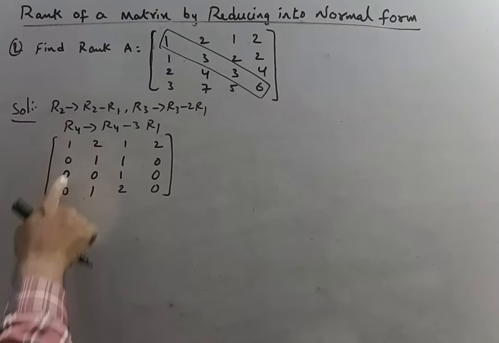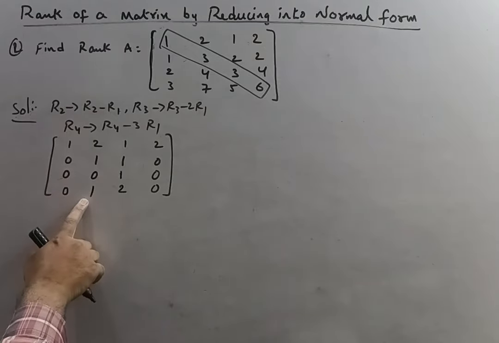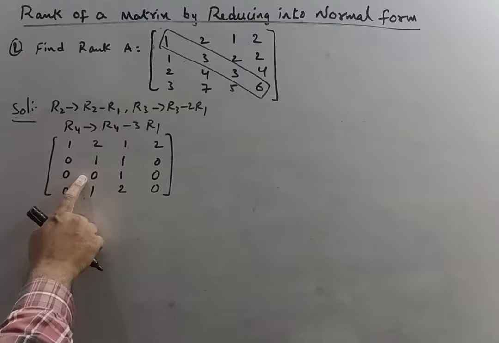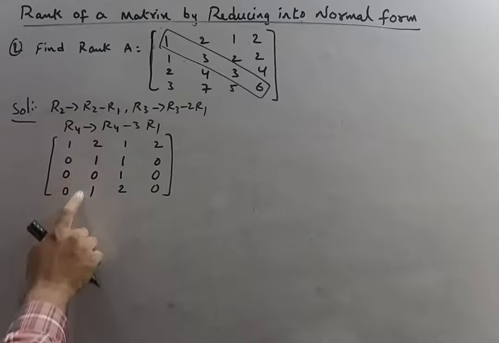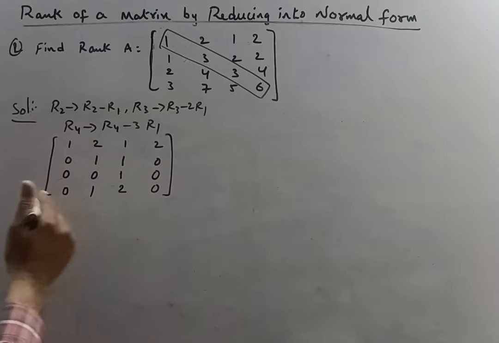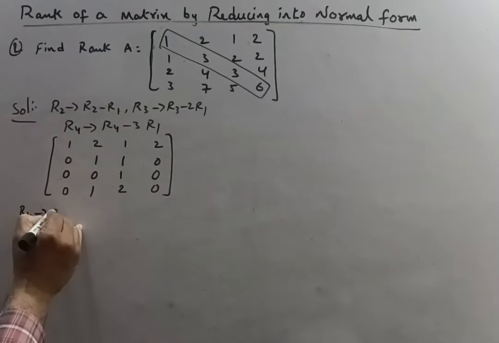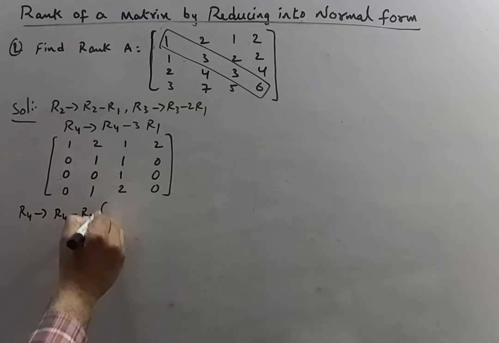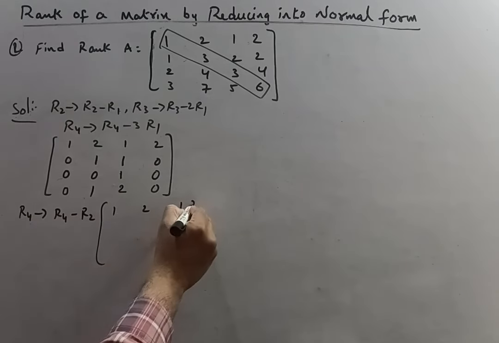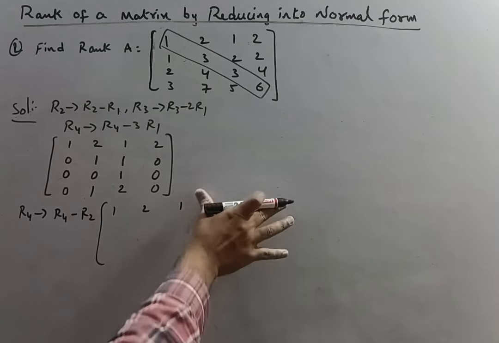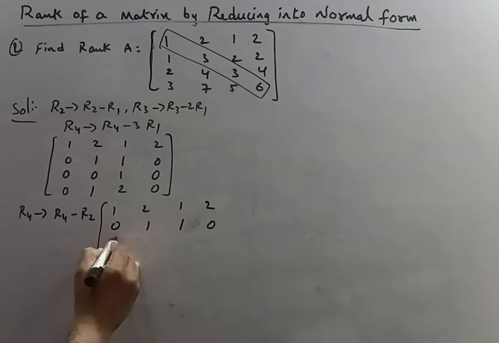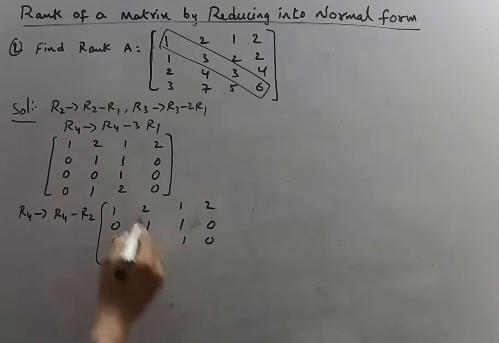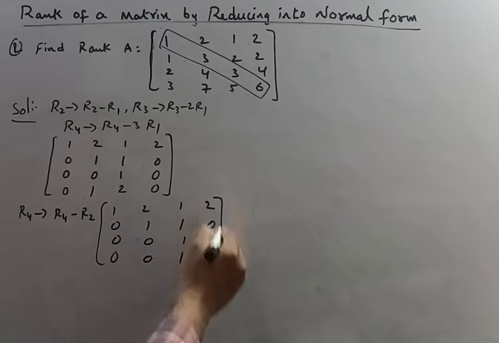Now these 3 places got 0. Now you have to make these 2 places 0. Luckily here we got 0, so no need to make 0. Now here you have to make 0. Whenever you are making these 2 places 0, you have to use only R2. So R4 changes to R4 minus R2. So what do I get here? 1, 2, 1, 2. Next 0, 1, 1, 0. 0, 0, 1, 0. 0, 1 minus 1, 0, 2 minus 1 and 0.